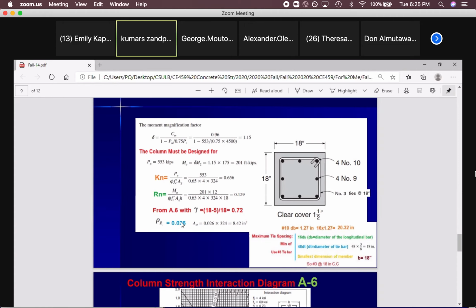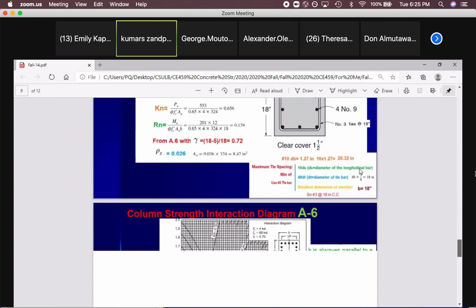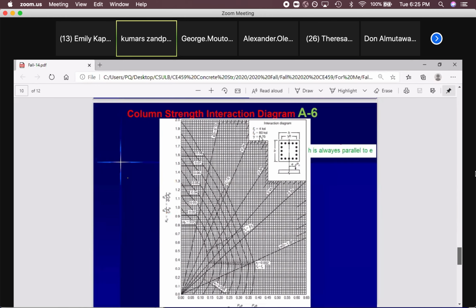You have to find rho g for 0.7, rho g for 0.8, and between those two, interpolate and find rho g for 0.72. And you will get 0.026. That's the chart we have to use: F prime C 4, Fy 60, 0.7. In this case, if we go with 0.7, consider 0.72 is 0.7. Make it simple.